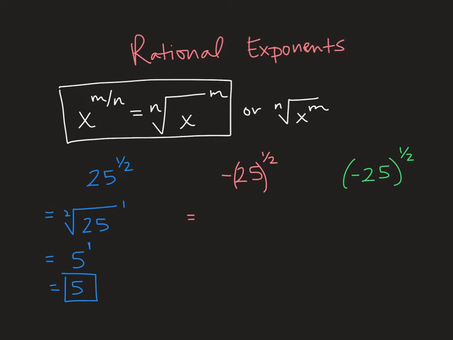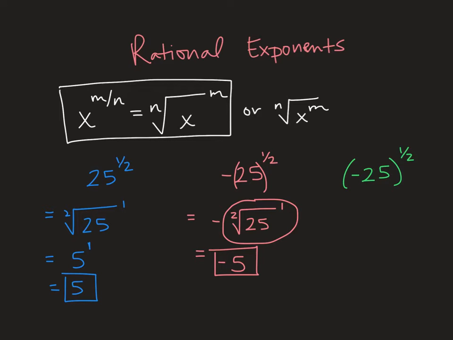All right, so we're going to take 25 to the 1/2 power. We know what that is, so the negative is just going to stay out front. Again, it's a square root and it's to the first, so we know that this part is 5, and then there's a negative out in front. So our answer is -5.